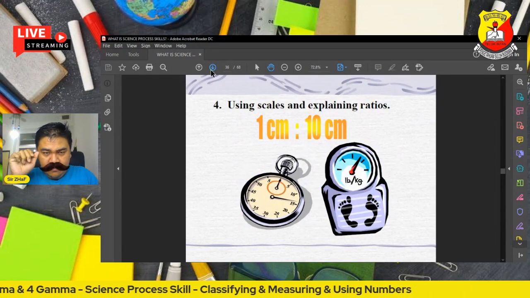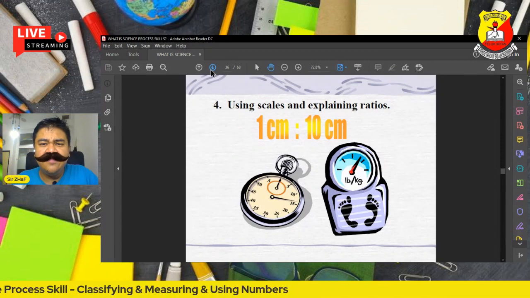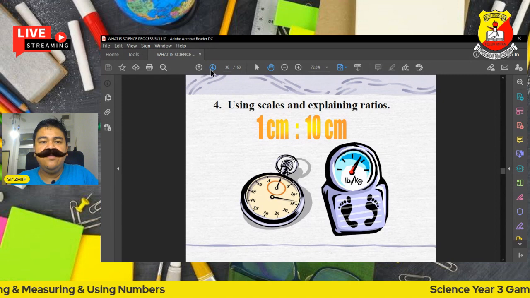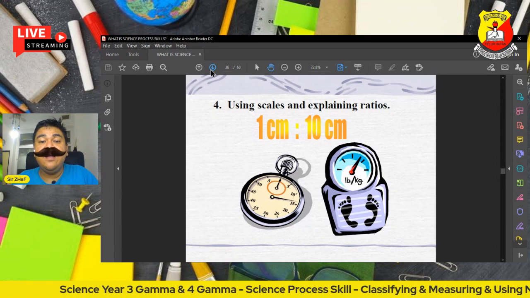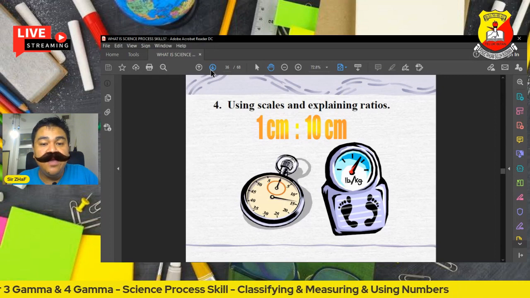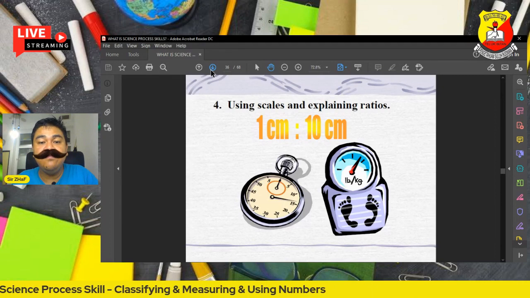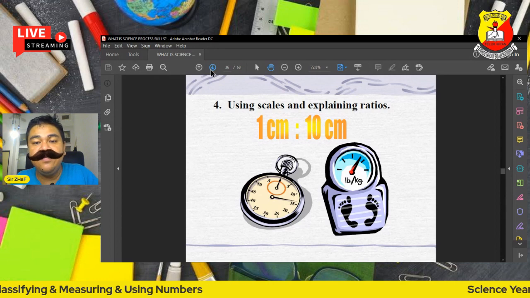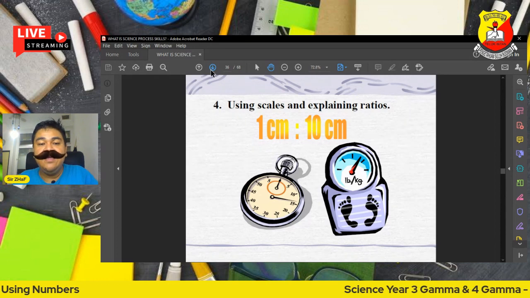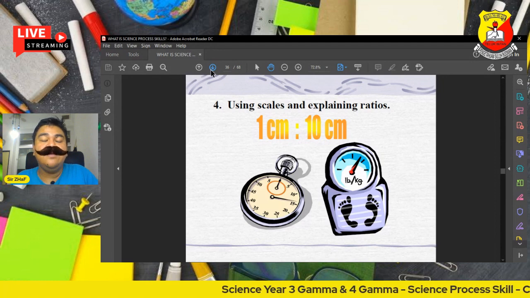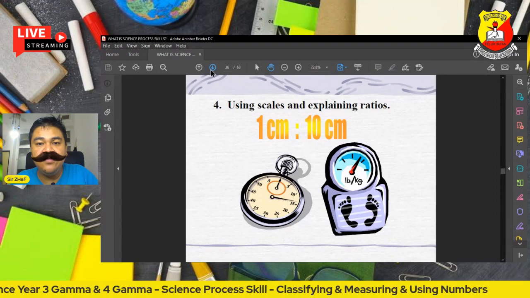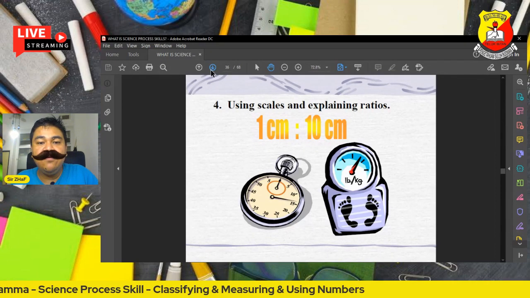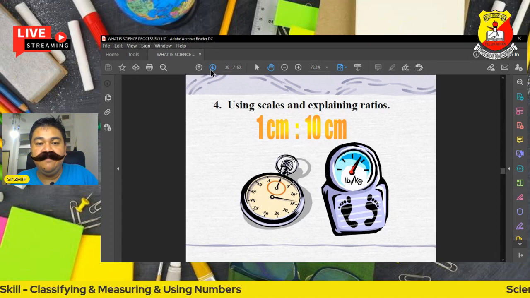Next, using scales and explaining ratios. You are using scales. What is scales? Alat penimbang. And explaining ratios, kadar. 1 cm is proportional to 10 cm. So if you know what ratios are, and you are using numbers, you are measuring and using a number. You can convert it into a ratio. 1 cm corresponds to 10 cm in real life.